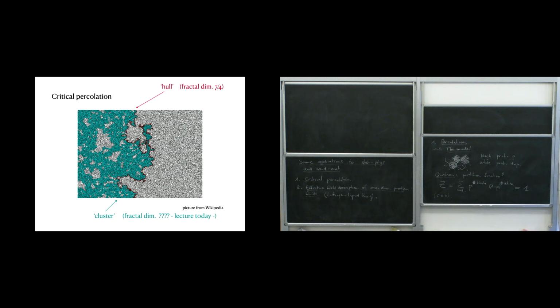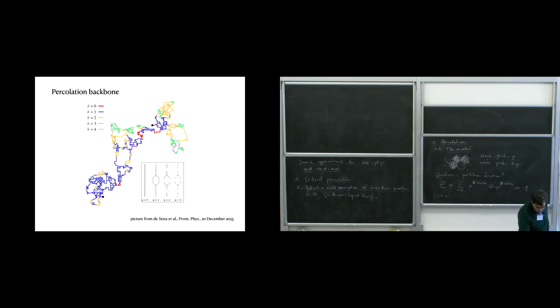For instance, you can compute the fractal dimension of this boundary, which is called the percolation hull, and it's a very famous result that the percolation hull has fractal dimension 7/4. We are not going to talk about this, but let me just make the connection with a recent breakthrough in that area.